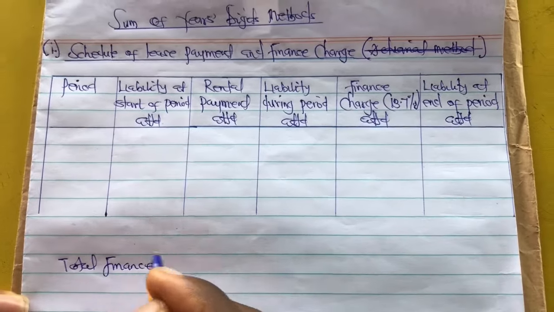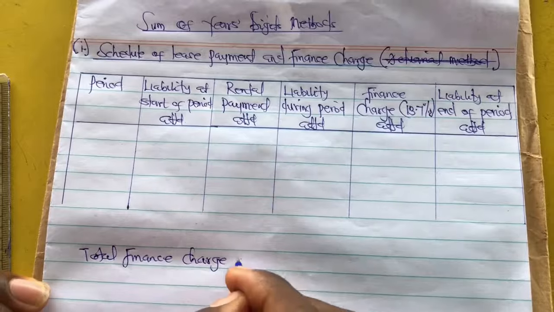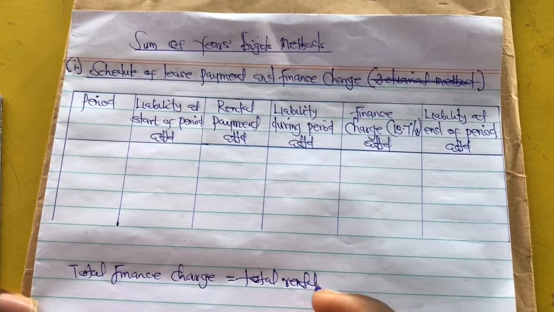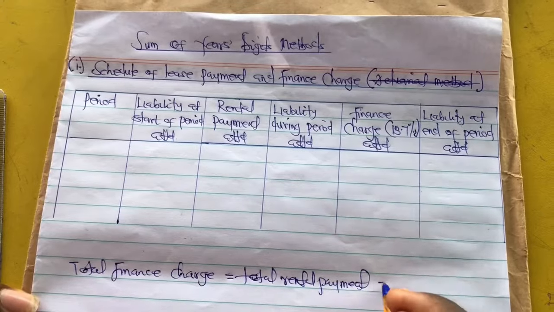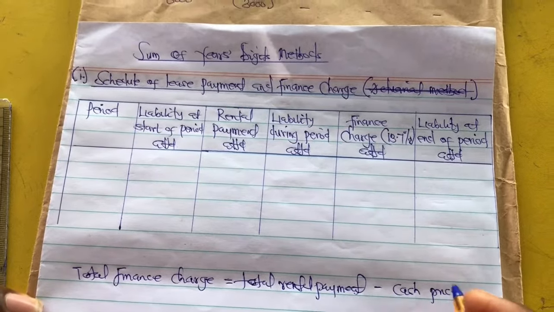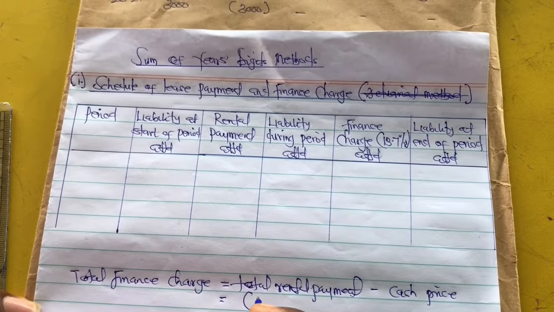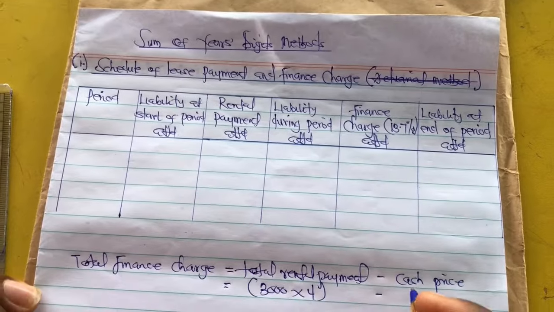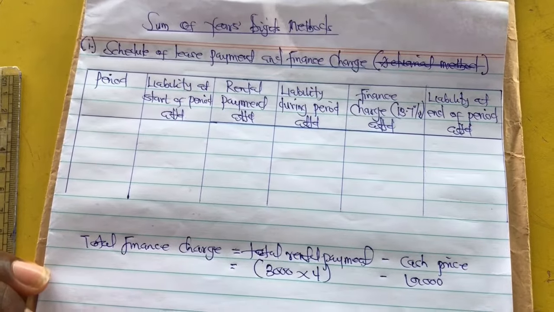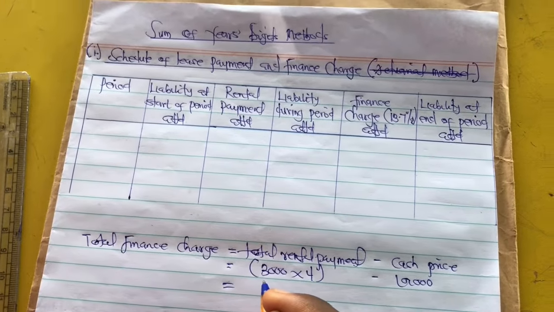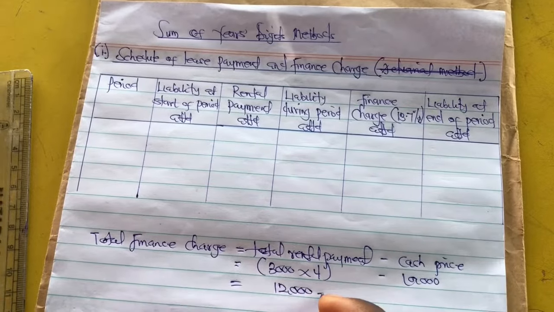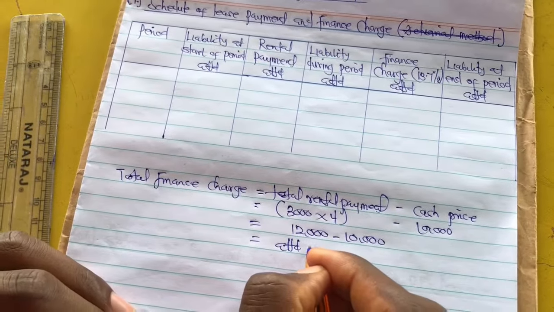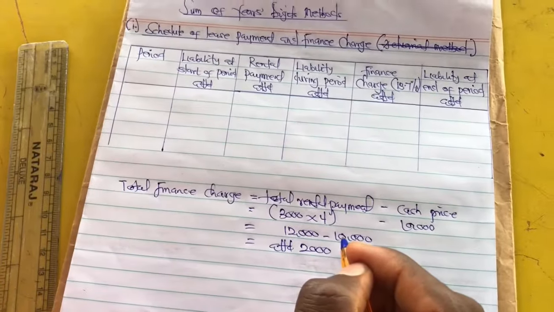So the total finance charge is given as the total rental payment minus the cash price. The total rental payment is given as the annual rental payment multiplied by the lease term, minus the cash price, being the initial lease liability of 10,000. So we are going to get 120,000 minus 10,000 Ghana cedis. That is going to give us an amount of 2,000 Ghana cedis as the total finance charge.